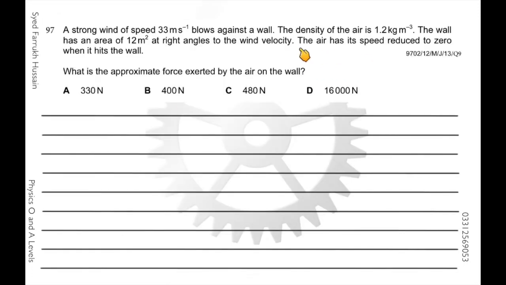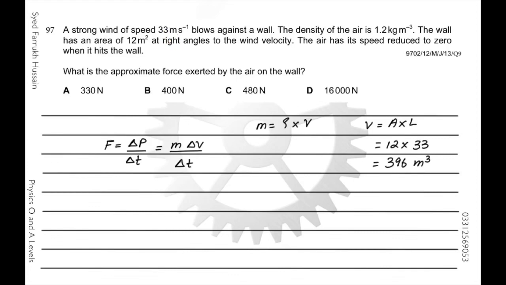In this case, wind of speed 33 meters per second, density 1.2 kilogram per meter cube, area of the wall is 12 meters square, and the speed is reduced to 0. So F is equal to delta P upon delta T, which is m delta V upon delta T. Mass is density multiplied by volume. Volume is area into length. Area is 12, length is 33 meters, because we are solving it for 1 second, so distance traveled is 33 meters. Volume of air is 396 meter cube.